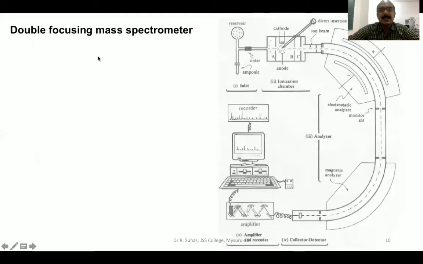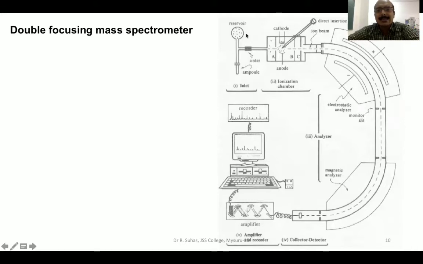So this is the typical schematic of a double focusing mass spectrometer. Essentially, almost all the components as discussed in single focusing hold good here also, except for one component: here there are two analyzers. There is one magnetic analyzer, and before the magnetic analyzer, there will be one electrostatic analyzer. So this is the analyzer part. We have to discuss all the components in detail.